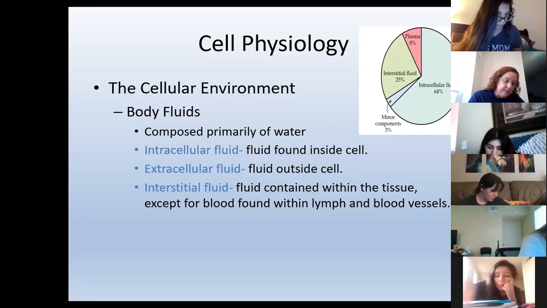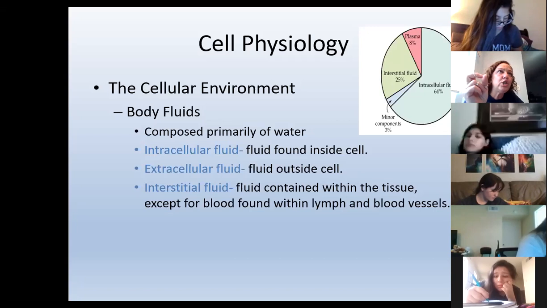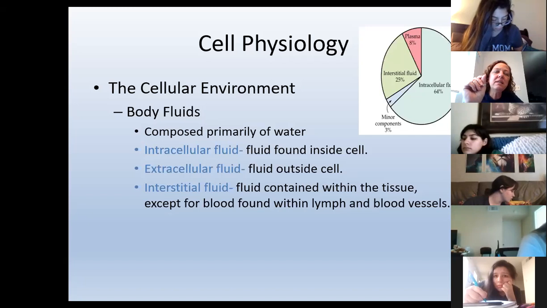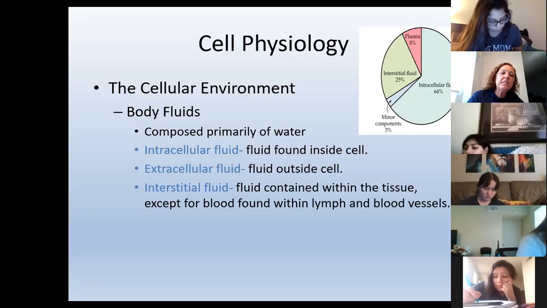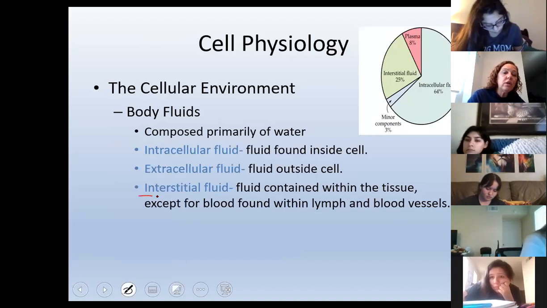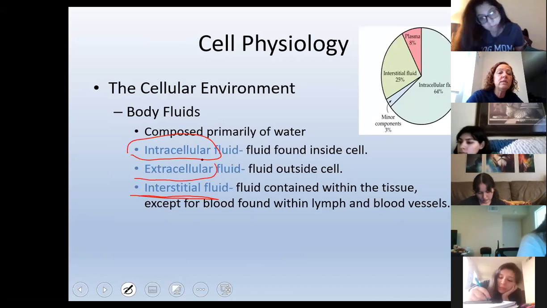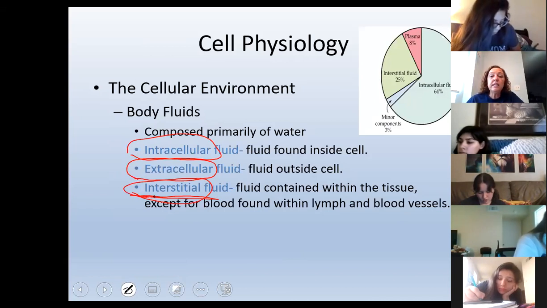And then we have a type of fluid that we find specifically within tissues. This is not found in blood. This is not the fluid found in and directly outside of our cells. This is stitial. Stitial specifically means in the tissue. And so interstitial means fluid in the tissue. So we have our intracellular inside the cell, extracellular directly outside the cell, interstitial inside the tissue.